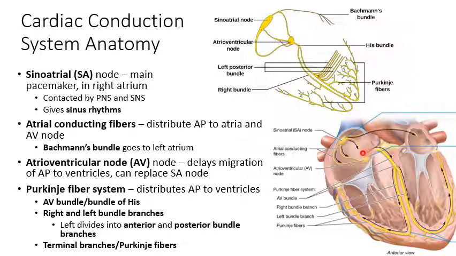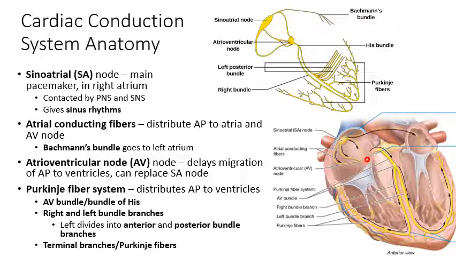The AV node also has an ability to generate action potentials on its own, not just conducting them between different parts of the system. It can make them itself, which means that if you have damage to the SA node, then the AV node can take over the function from the SA node.